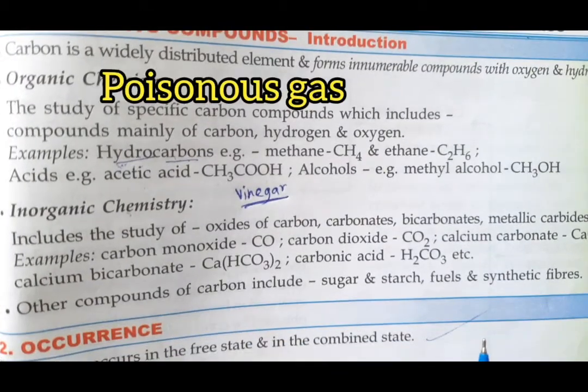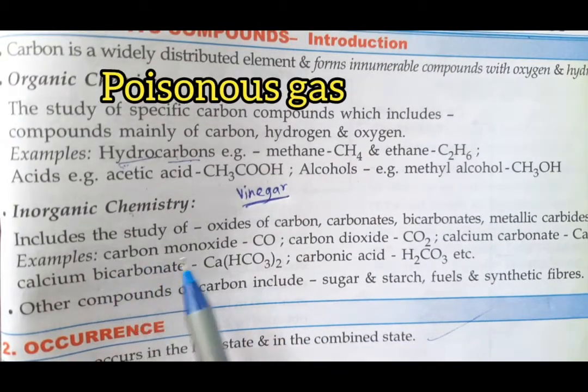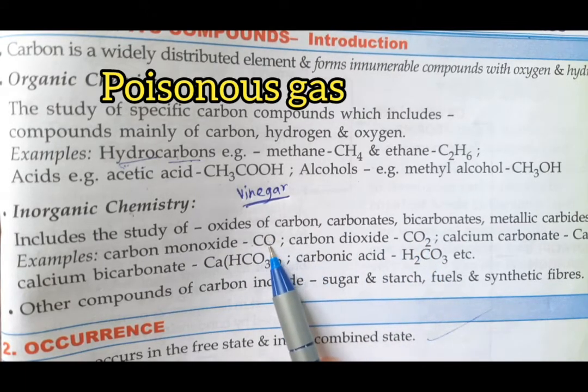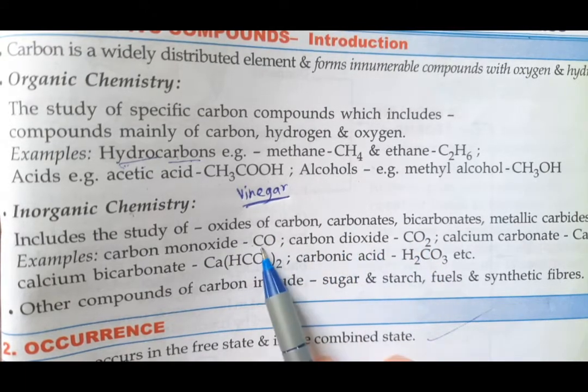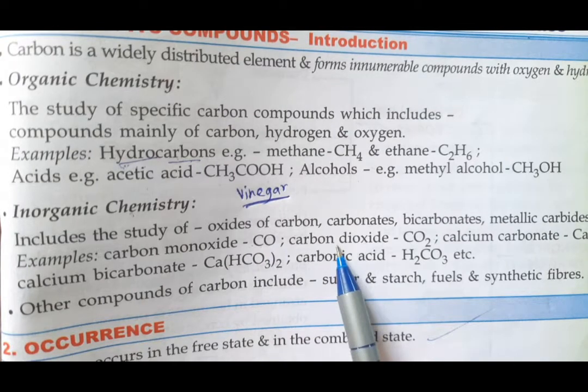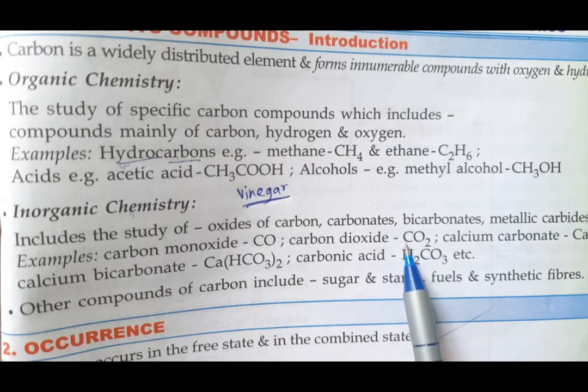But in inorganic chemistry, carbon forms inorganic compounds like carbon monoxide and carbon dioxide. Carbon monoxide formula is CO, and it is a very poisonous gas, you know that. So if asked to name a poisonous compound of carbon, it's carbon monoxide. And carbon dioxide we exhale out during respiration. It is also an inorganic compound of carbon.